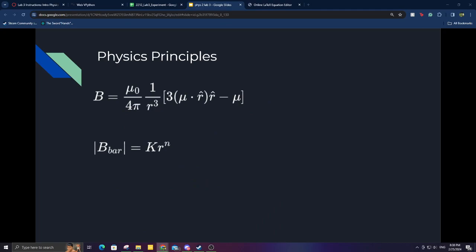The main physics principle used in this lab is the formula for magnetic field. We use the formula for finding the magnetic field of a bar magnet. One key component of these formulas that can be seen in both the visualization and the experiment is that the magnetic field drops off the further the distance r you are from the source. This is similar to electric field. The magnetic field drops off at a rate of 1 over r cubed as seen in the top formula.